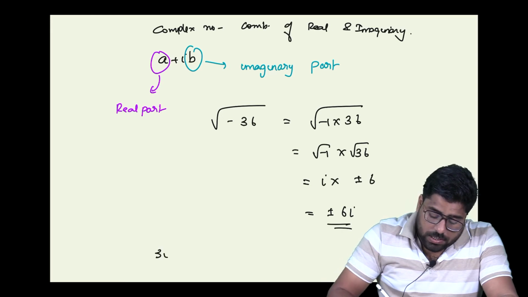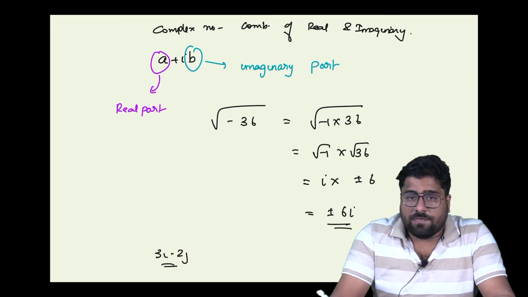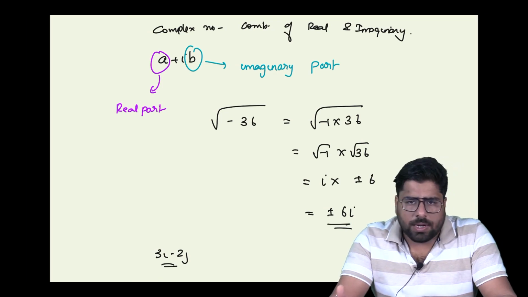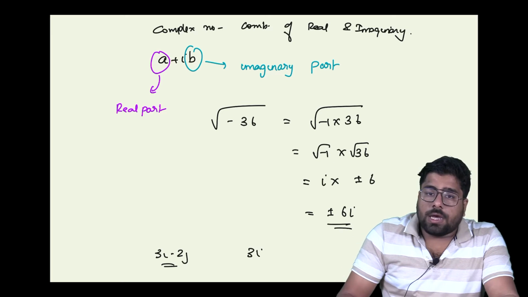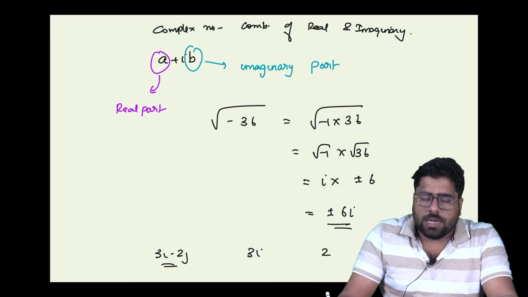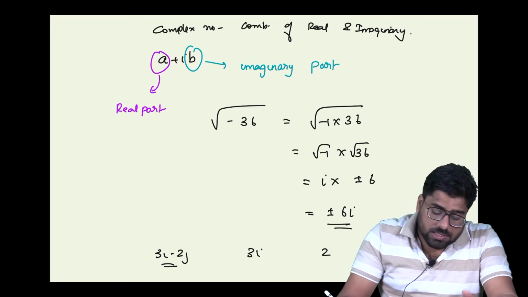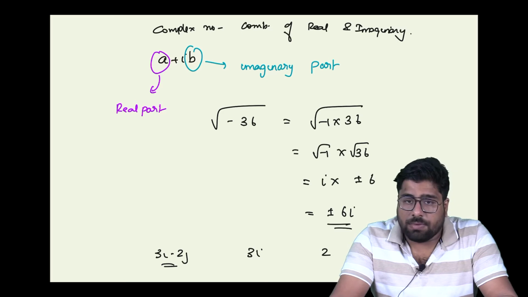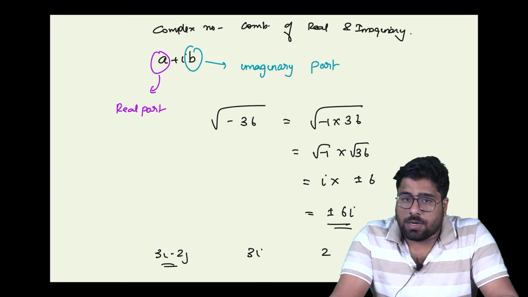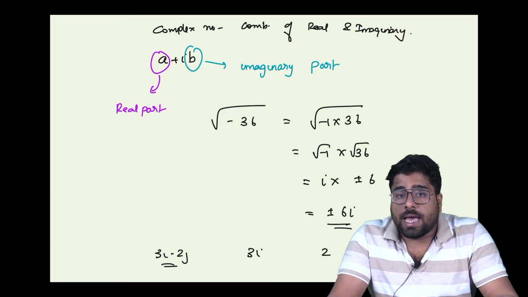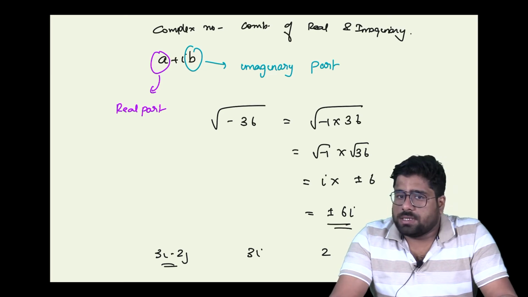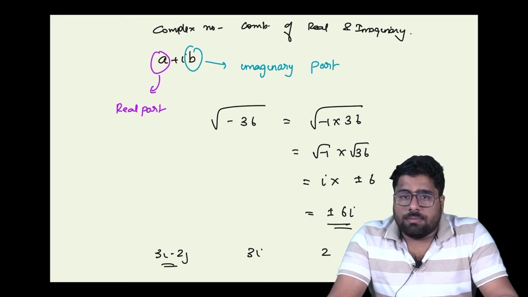When I used to write in vector form 3i minus 2j, you know that I am not actually subtracting 3i from 2j. I am writing 3 units towards my x-axis and 2 units towards my negative y-axis. That is the logic, right? Similarly, I will write this as a plus ib. When I write a plus ib, a is representing the real part and b is representing the imaginary part. This does not mean that I am actually adding a and ib, because that cannot be done. Why? Because one is a real number and another is an imaginary number. You cannot add a real number to an imaginary number.